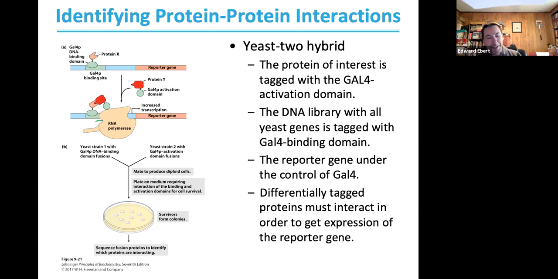Anyway, under the control of Gal4. So if we express Gal4, then we will express our proteins. If we don't have Gal4 in there, then we won't get them in there. So these differentially tagged proteins have to interact with each other in order to get this to express, okay? So we have our yeast strain that has a Gal4 binding domain, our yeast strain that has a fusion domain. The two of them have to interact, and then we'll get these surviving colonies that will form up here. And I believe we can actually make it turn blue as a reporter assay as well too.